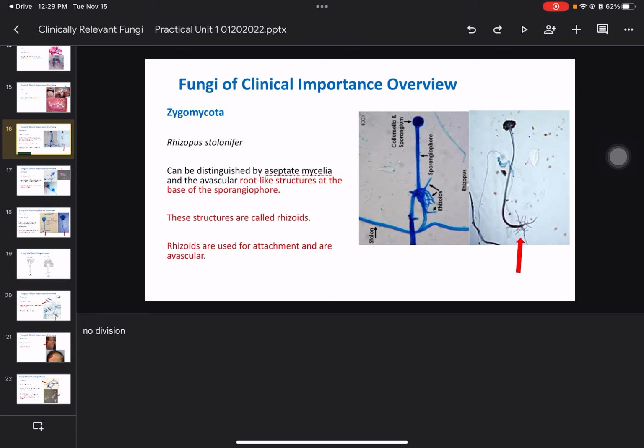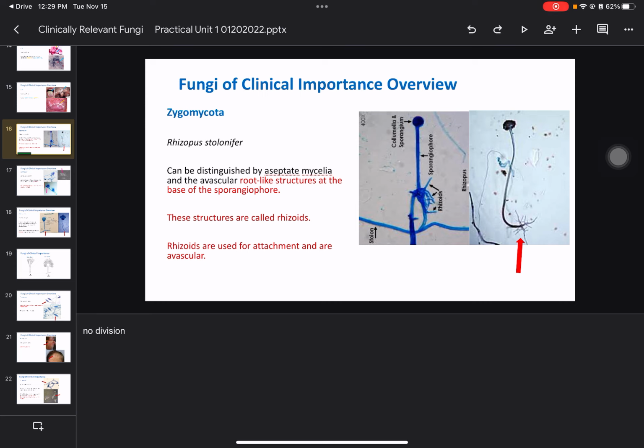Okay? And this is the only one they're going to be found on. The rhizoids in this practical are only going to be found on this particular organism. You know what I'm trying to say?